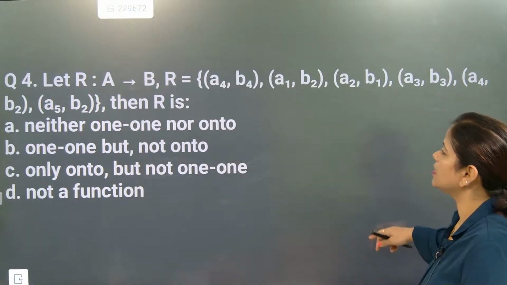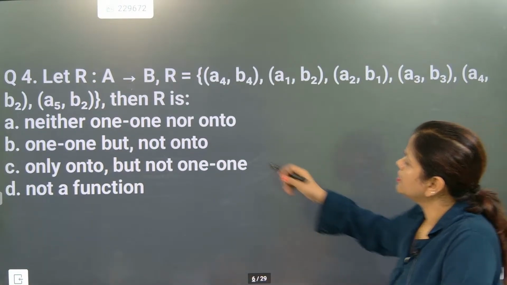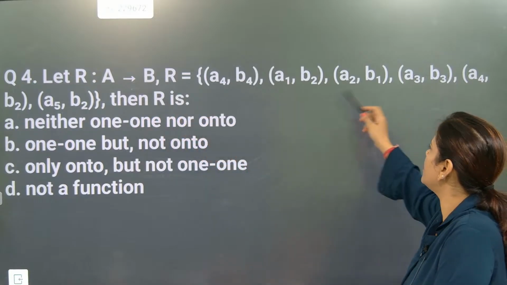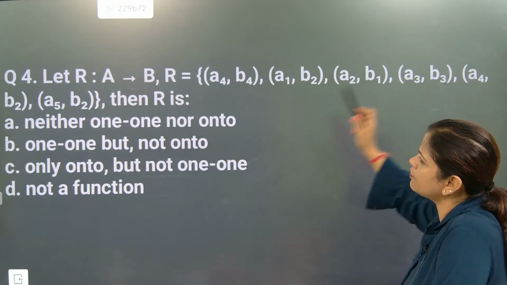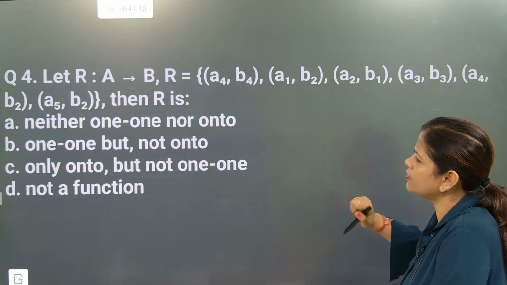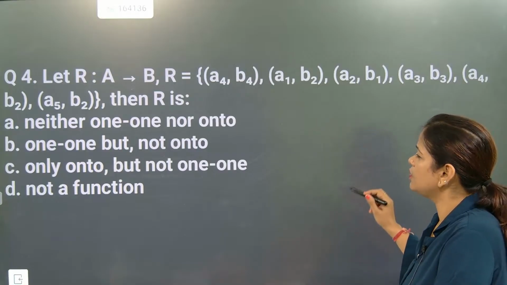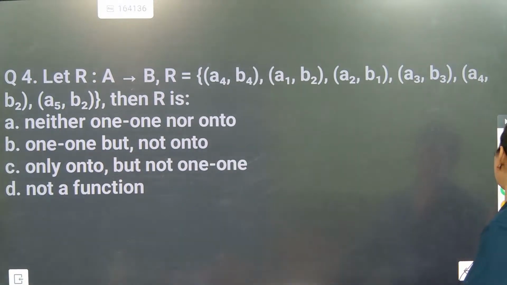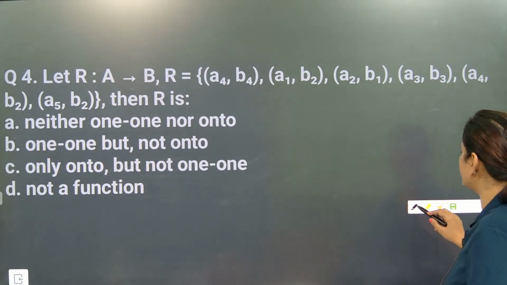Check this one out. Another part is a relation R from A to B. R is (a4,b4), (a1,b2), (a2,b1), (a3,b3), (a4,b2), (a5,b2). Then R is neither one-one nor onto, one-one but not onto. You check how we are going to do. How many elements does A have? For this we need to do a small piece of work.